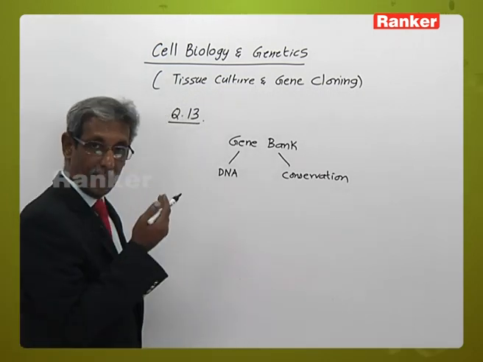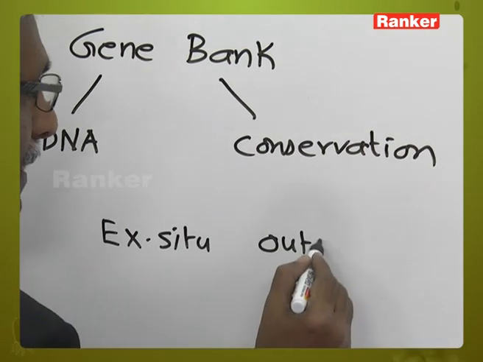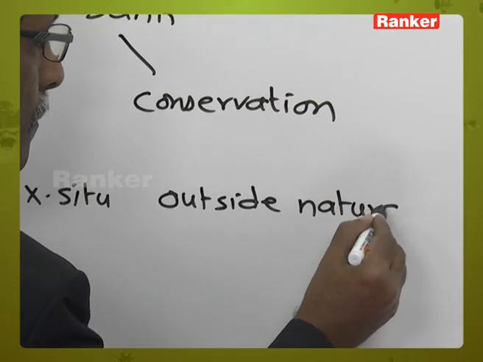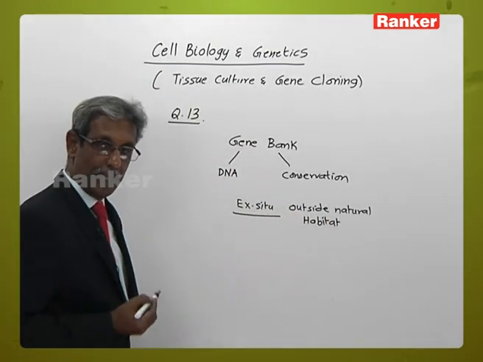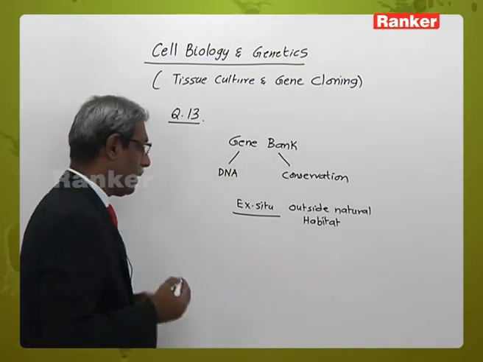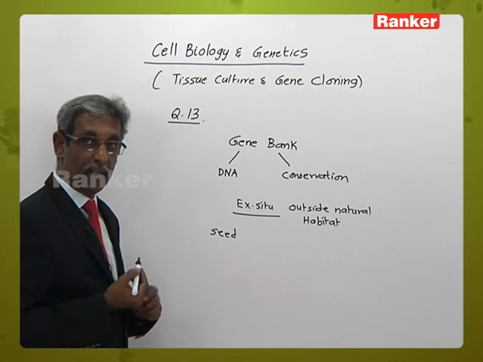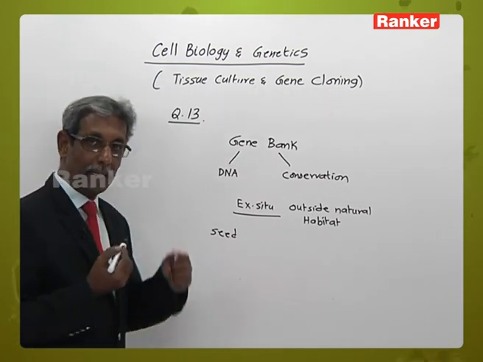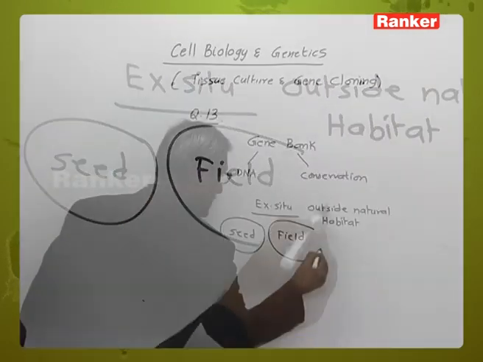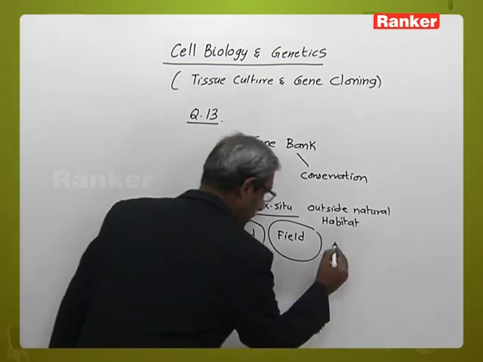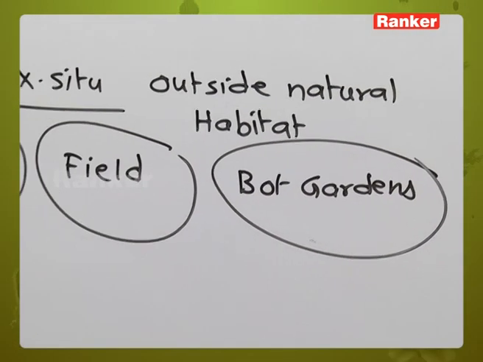So, whenever we conserve anything ex situ, it means outside their natural habitat. Like, instead of in the tropical rainforests, we take and we only culture and maintain seeds. It is an example of ex situ conservation, only seeds. Or we take only the sort of a plant and we maintain them in the field. It is termed as a field gene bank. So, we have a seed bank, then we have a field seed bank. Otherwise, we primarily maintain them in botanical gardens. A plant maintained in botanical gardens is also an example of ex situ conservation.